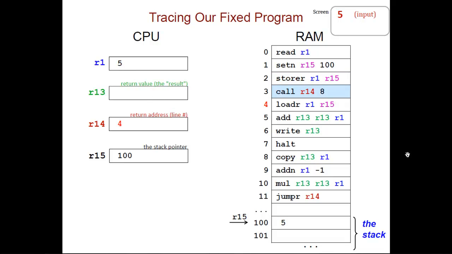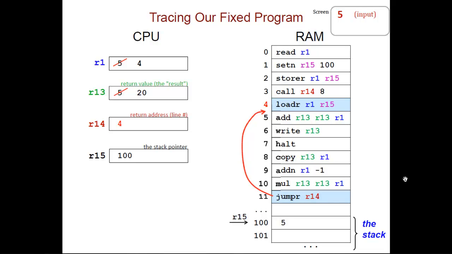We can then safely make the function call, and as we saw in the last video, that ends up storing the return address, the address of the following instruction, which in this case is 4, in the specified register, which in this case is R14. We then jump to the beginning of the function, which is on line 8. We do the same things we did before, and notice we're changing R1 with this addN instruction, but that's okay because we're going to be able to get the old value back later. We then do the multiplication to get 20 for R13, and then we jump back to the address in R14, which brings us to line 4.